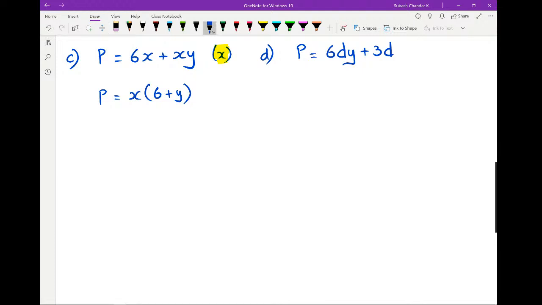Once we do that, our next step is we can get rid of the 6 plus Y because X is getting multiplied by 6 plus Y. So we can rearrange this as X equals P divided by 6 plus Y. And that's basically it. We've rearranged for X so that X is by itself.